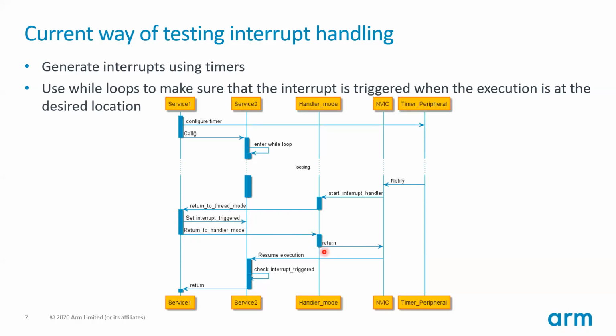The IRQ handling is acknowledged in the NVIC, and the CPU resumes the execution of secure service 2, which then notices that the flag has been set, and it can return to service 1. The flag is checked to confirm it has really been set, and the return value of service 2 is checked in service 1, and this basically concludes the test case.